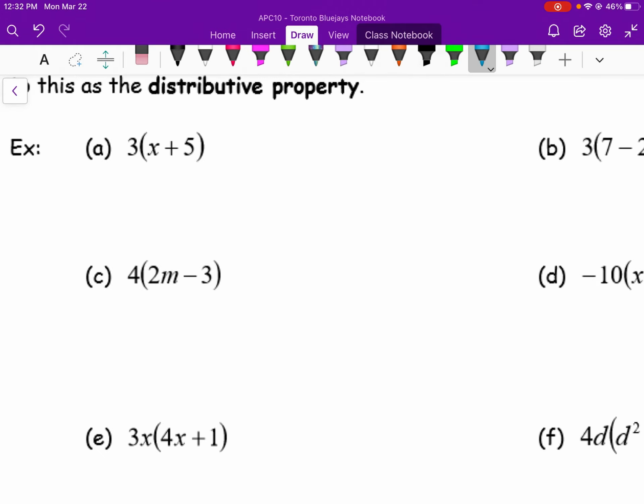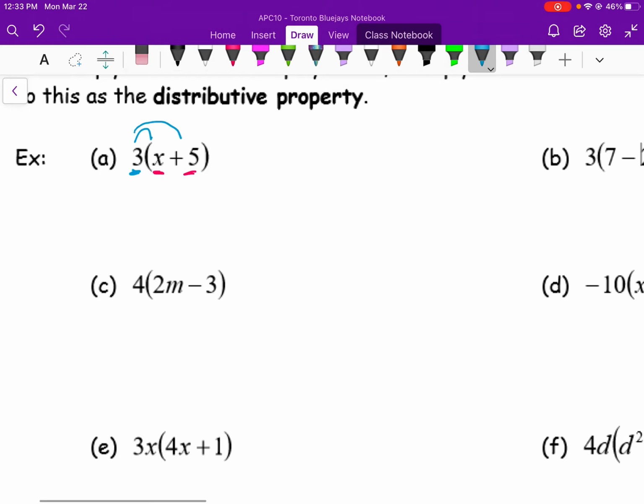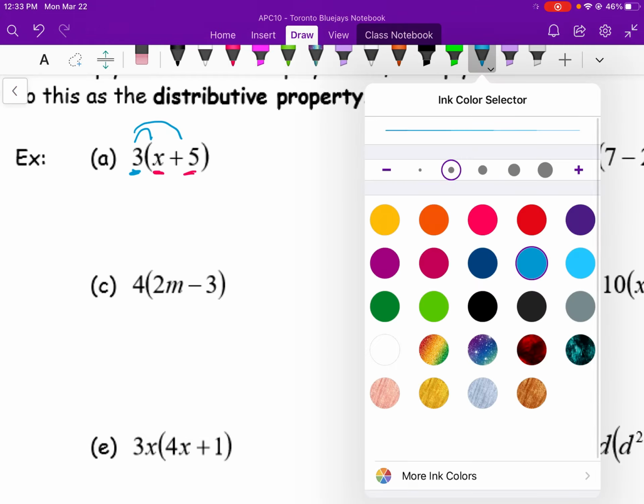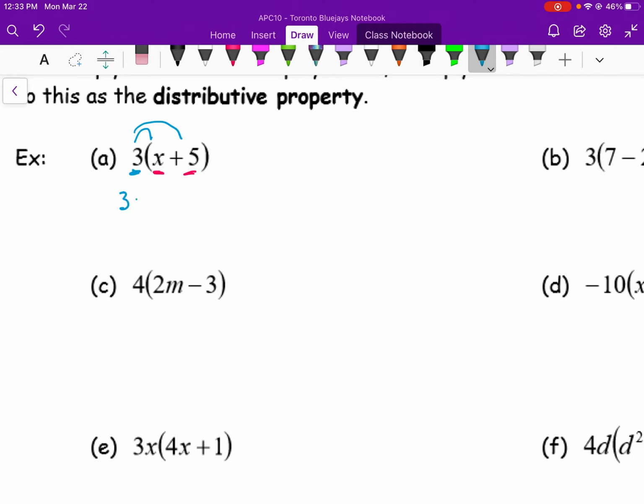So if I take a look at A, I can consider 3 as a monomial. What I have to make sure is that each term of the polynomial is multiplied by 3. So really, I make those arrows, and I'm going to write 3 times x plus 3 times 5. So this ends up being 3 times x is 3x plus 15.